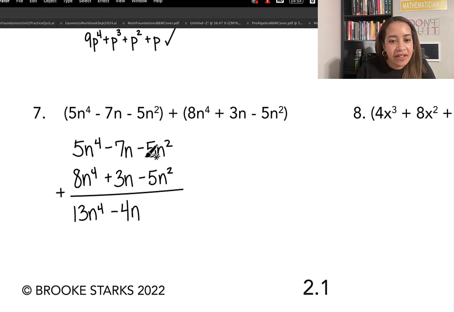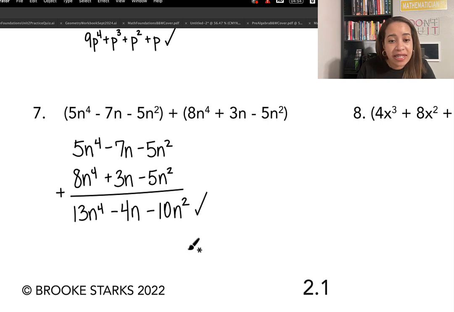Last up, negative 5 plus negative 5. They have the same signs, so we add the numbers. 5 plus 5 is 10. And they were both negative, so we get a negative 10. Negative 10n squared. So this is a correct answer.